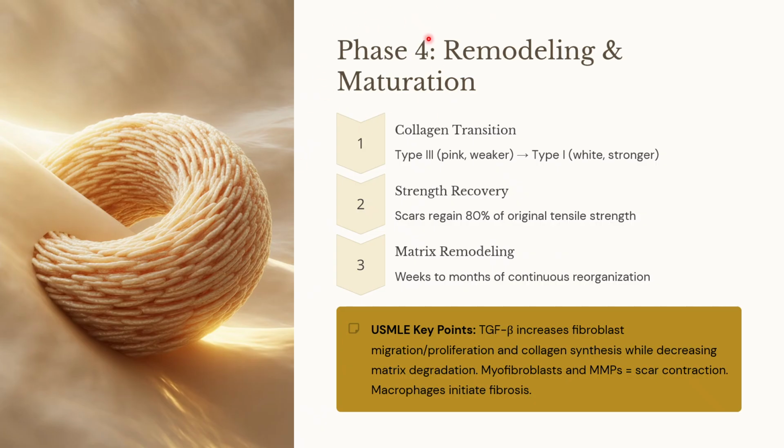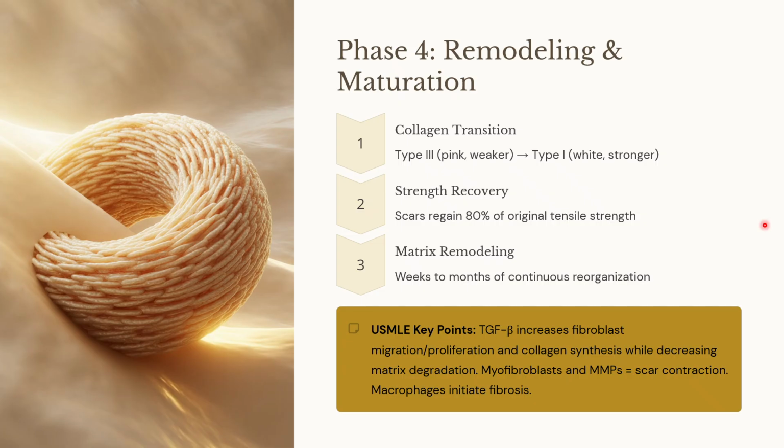What about phase 4? Phase 4, remodeling and maturation happens. Here, the type 3 collagen is replaced by type 1. Type 3 is pink and weaker while type 1 is white and stronger. The transforming growth factor beta is important for increasing the fibroblast migration and proliferation, increased synthesis of collagen and fibronectin, and decreased degradation of extracellular matrix proteins.